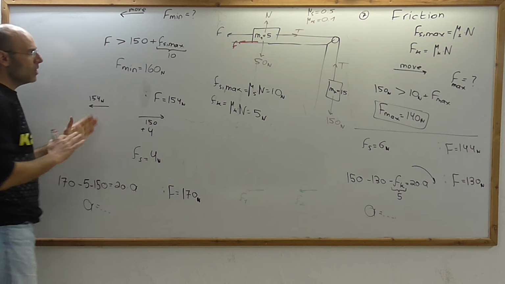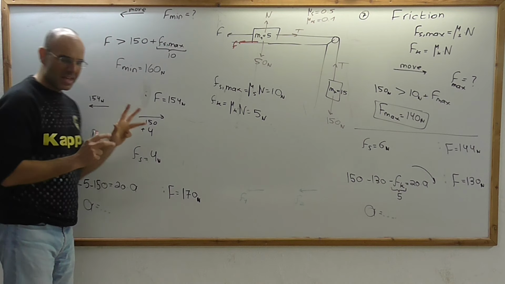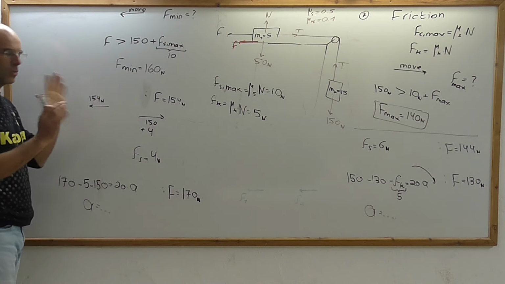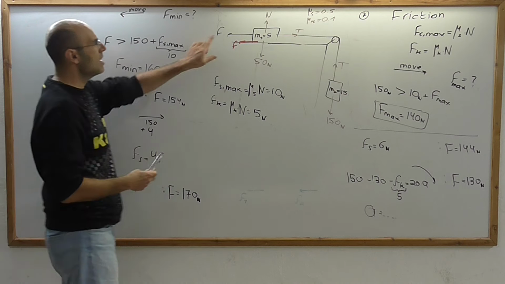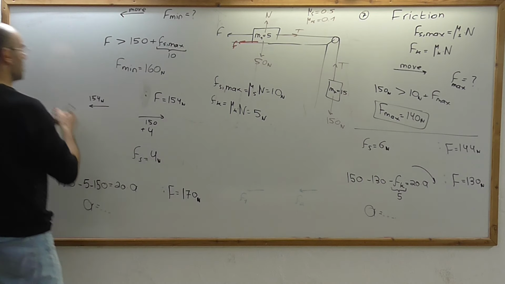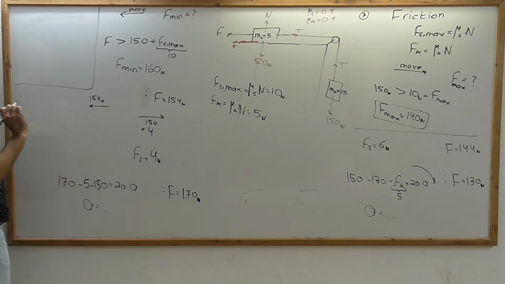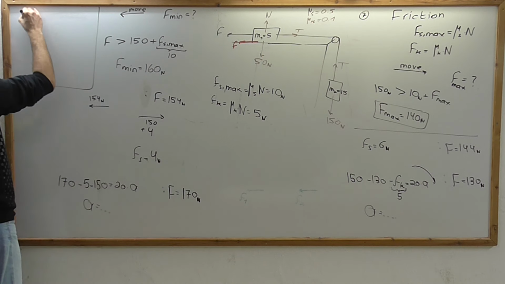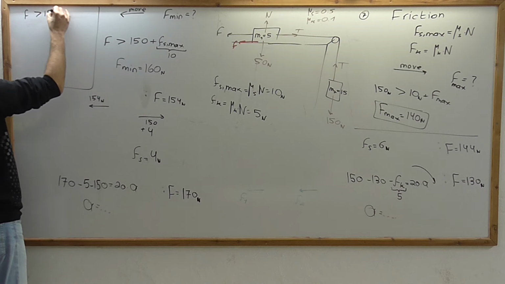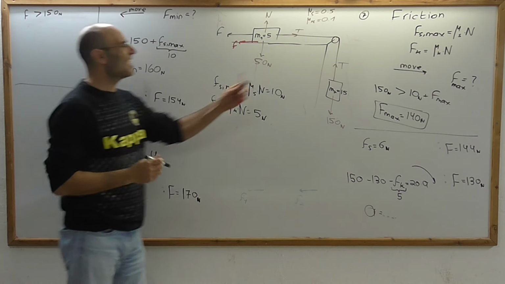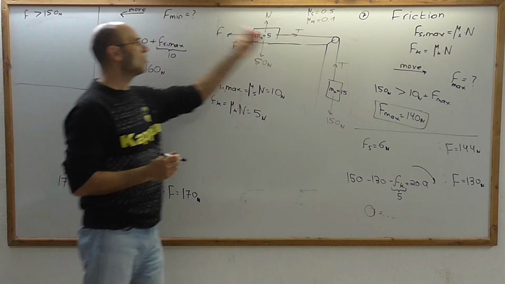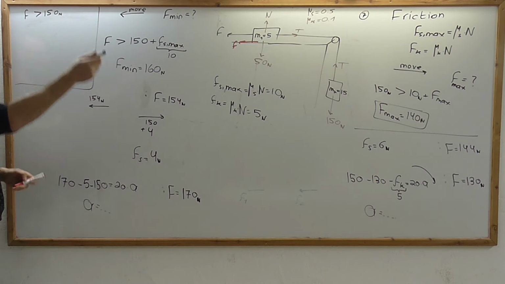So now we know many things. I want to know one more thing. What do we know now? Let's conclude, have a little summary. If the F is bigger than 150 newtons, the tendency of the system is to go that way, and the friction will be that way.